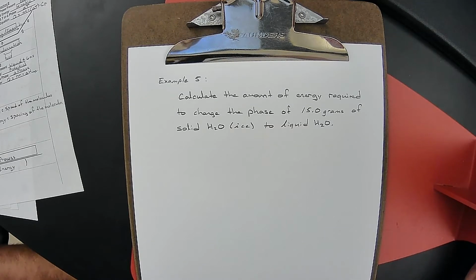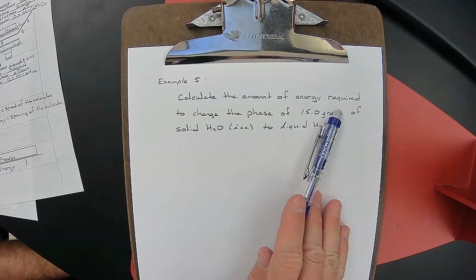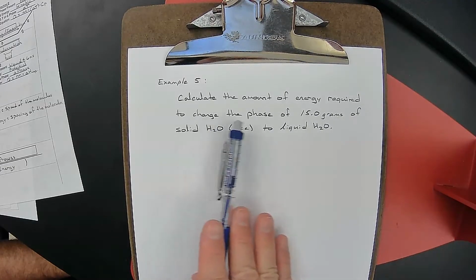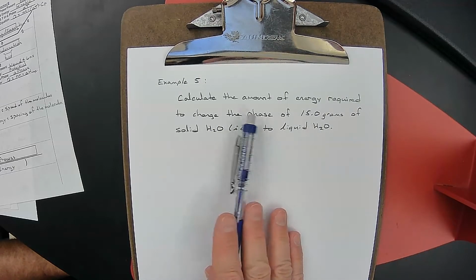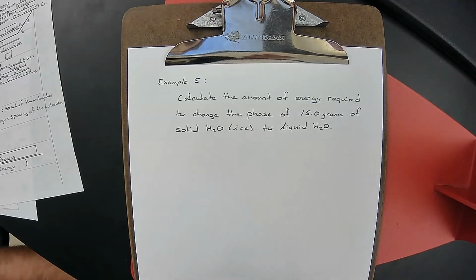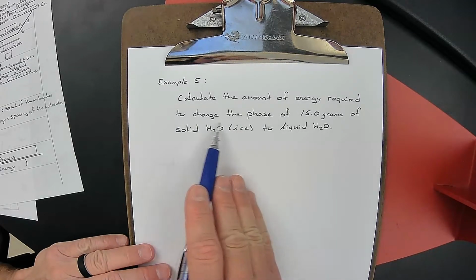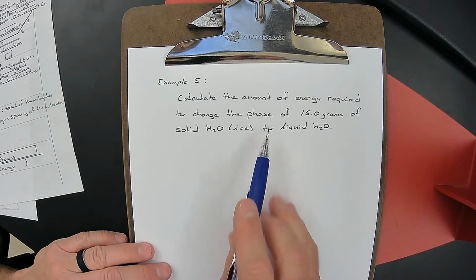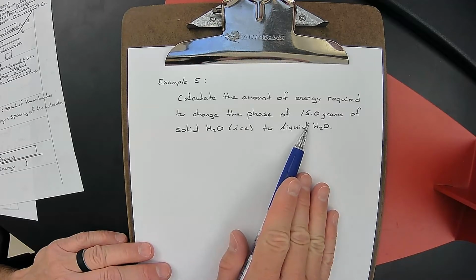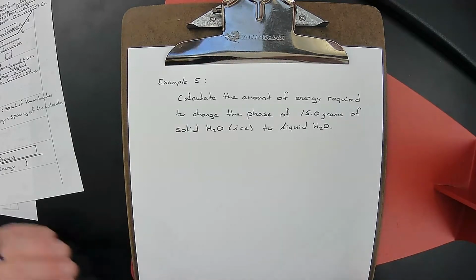In this example, we're going to work through calculating the amount of energy required to change the phase. Out of all the parts of the video series in thermodynamics that we've done, we've never done an example of calculating how much energy it takes to change the phase. And we're going to change the phase of 15 grams of solid ice to liquid H2O.